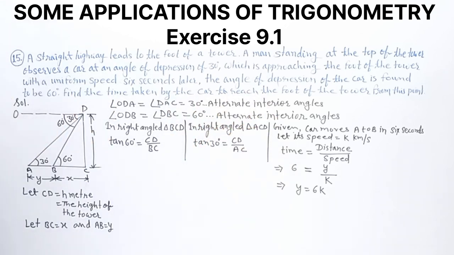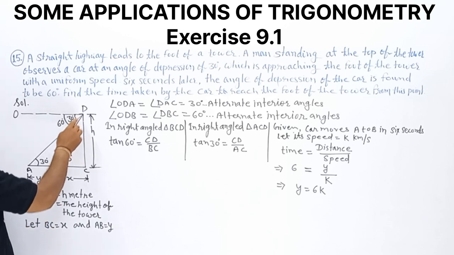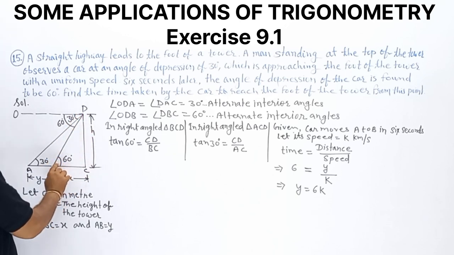Clear? Now we want to find the time taken by the car to reach the foot of the tower from this point, that is, the time required to reach this point. So how will we find it? We are having two right triangles. One has an acute angle of 60 degrees, and for the other triangle the acute angle is 30 degrees. So we will use both right triangles.